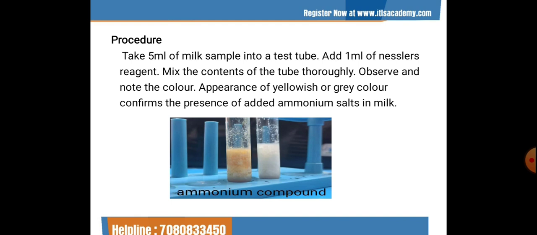Now what procedure do you have to follow for ammonia detection? Take 5 ml of milk sample into a test tube. Add 1 ml of Nessler's reagent. Mix the content of the tube thoroughly. Observe and note the color. The appearance of yellowish or grey color confirms the presence of added ammonium salt in milk. If ammonium compounds are present in the milk, the test tube will appear slightly yellowish or greyish in color, which confirms the milk is adulterated with ammonium compounds.